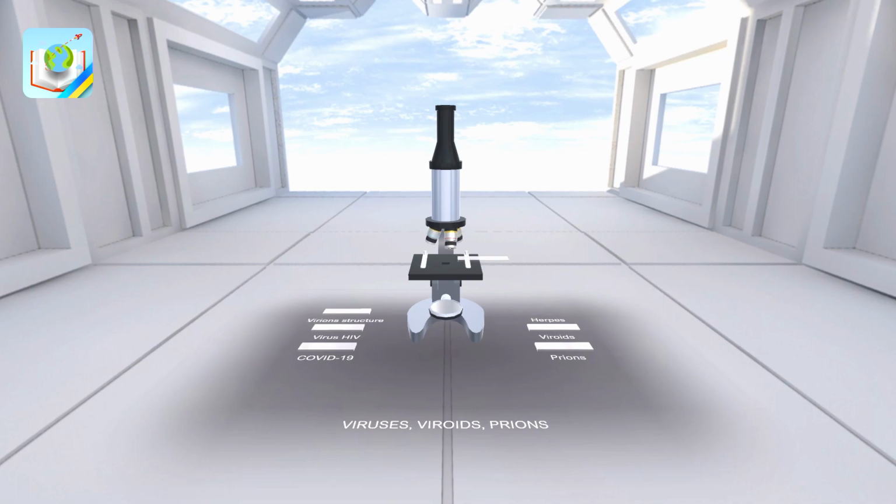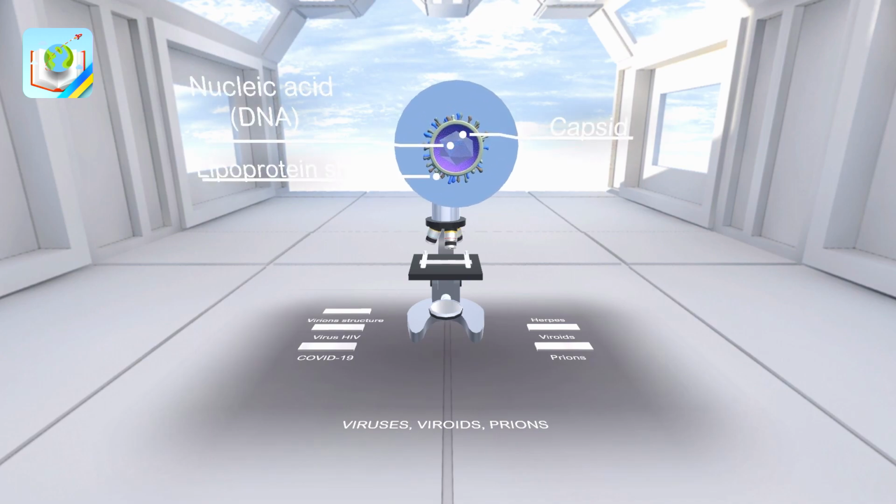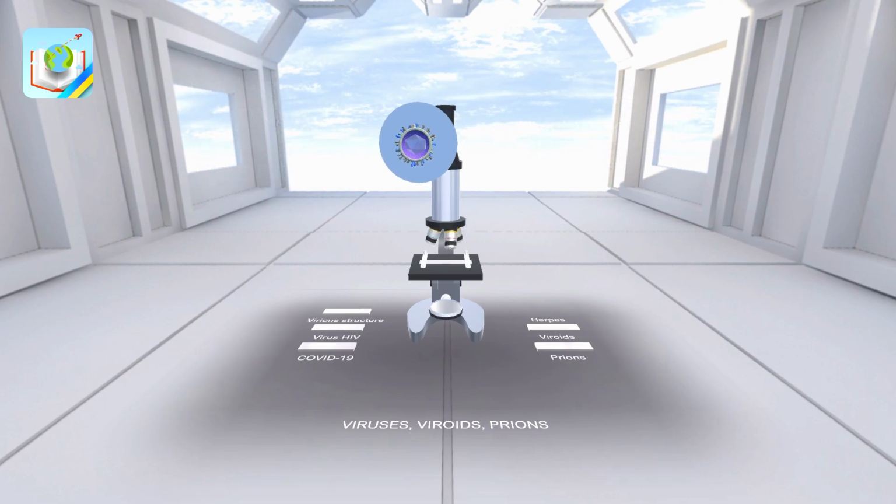Nucleic acid inside the capsid can be of only one type, RNA or DNA. Viruses, respectively, are divided into two large groups, RNA viruses and DNA viruses. The herpes virus is a DNA virus, and the coronavirus is an RNA virus. In addition to viruses, non-cellular forms of life also include viroids and prions.